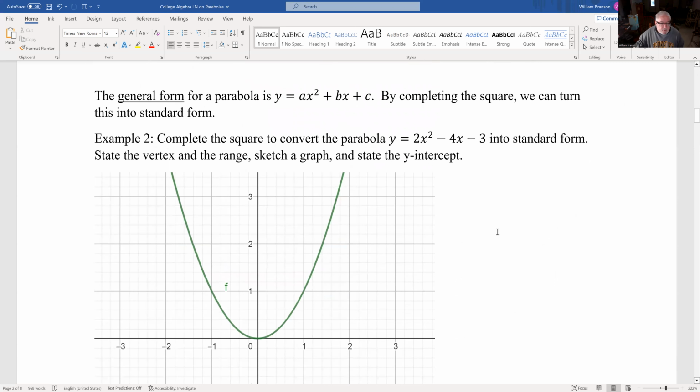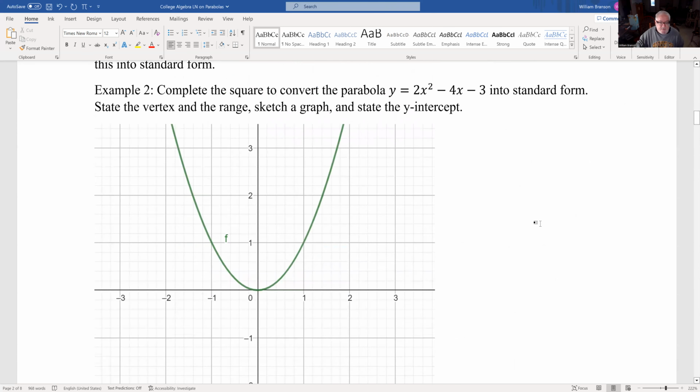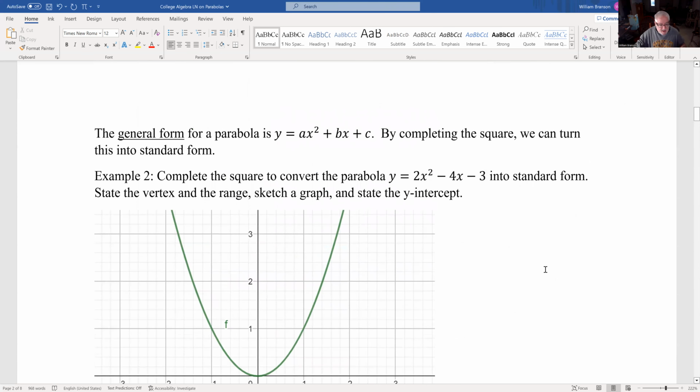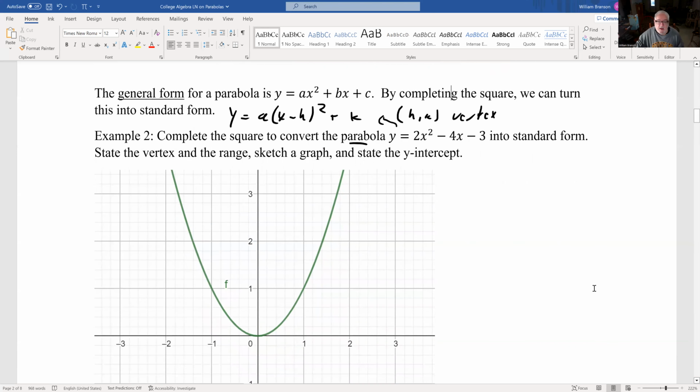So the general form for a parabola is this: y equals ax squared plus bx plus c. You've probably seen that before. So we want to be able to graph parabolas by transformations, so we can turn this into standard form. Remember that standard form is a times (x minus h) squared plus k, with (h, k) being the vertex and a being the stretching factor. So to complete the square, to convert this parabola into this form, what do we do?